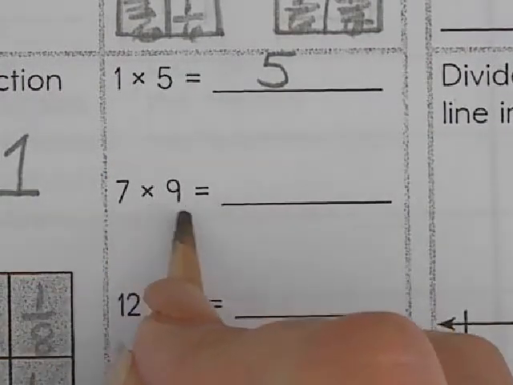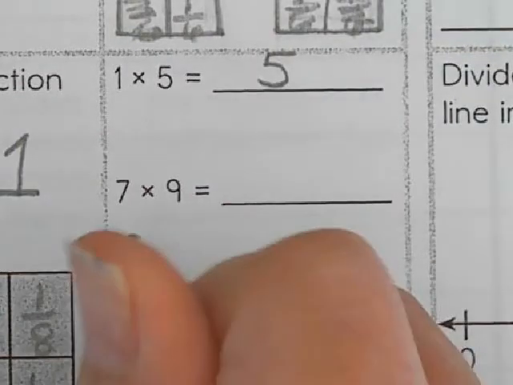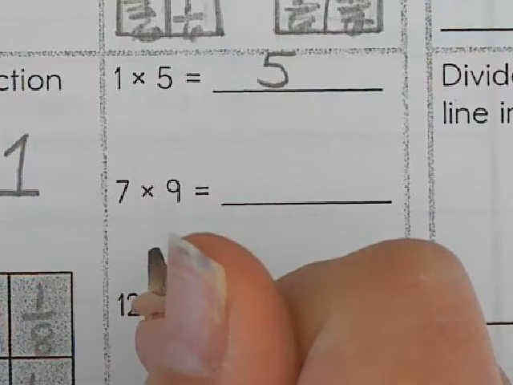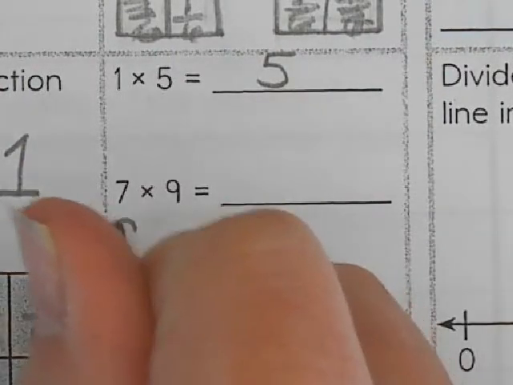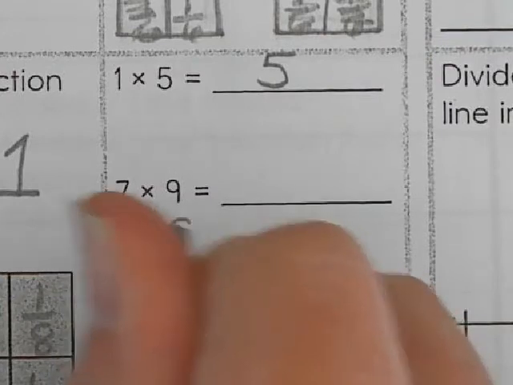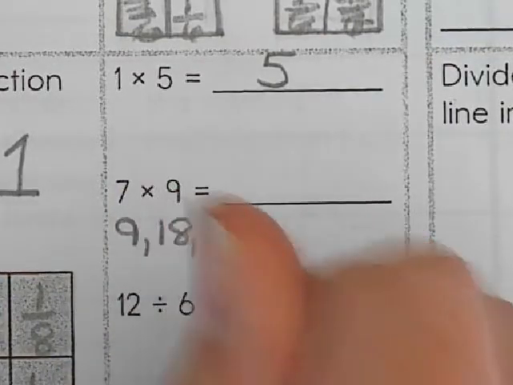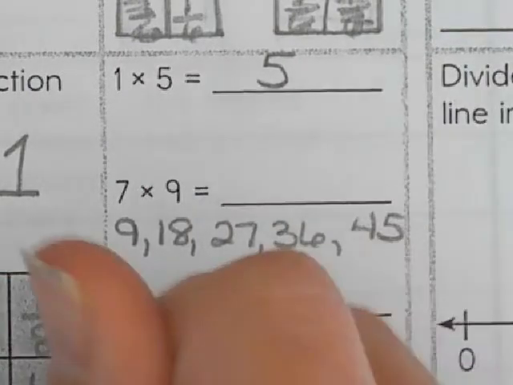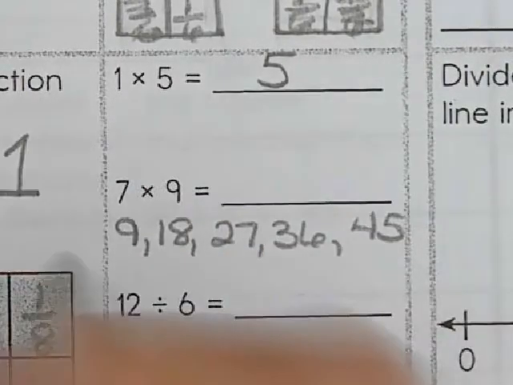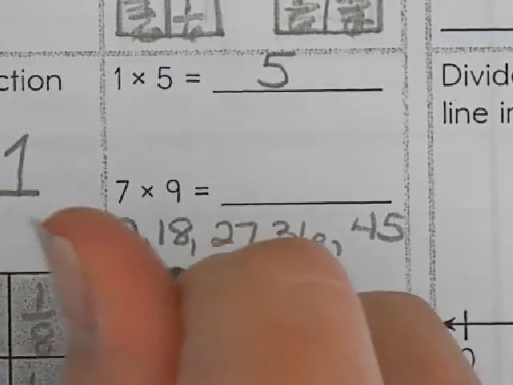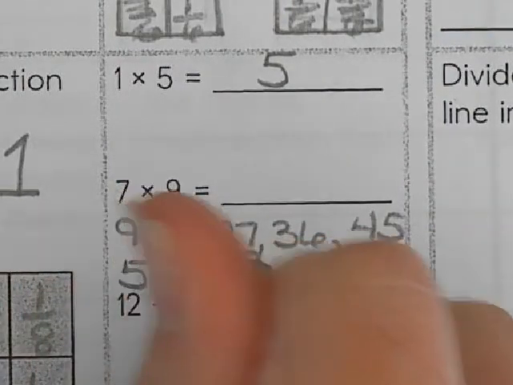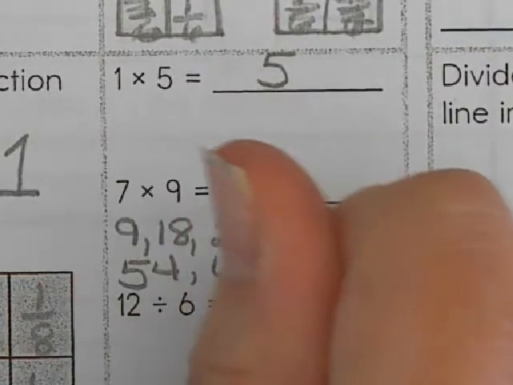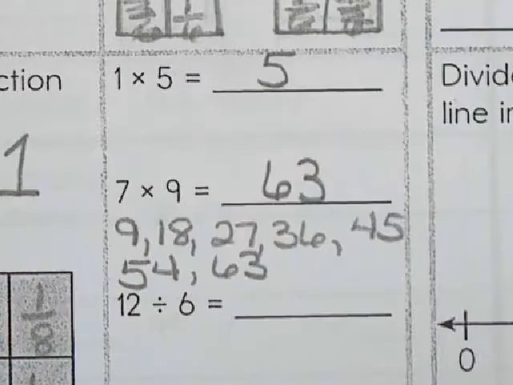7 groups of 9. We could use repeated addition and add 9 seven times. Or if we know our multiples of 9, we could go 9, 18, 27, 36, 45, 54, and 63. That's 1, 2, 3, 4, 5, 6, 7, our 7th multiple of 9. So we know that 7 times 9 is 63.